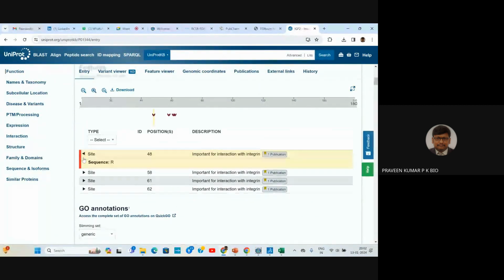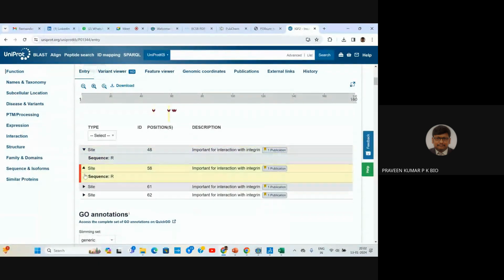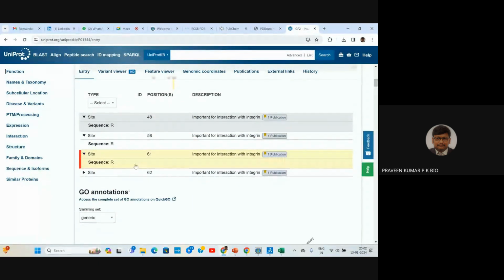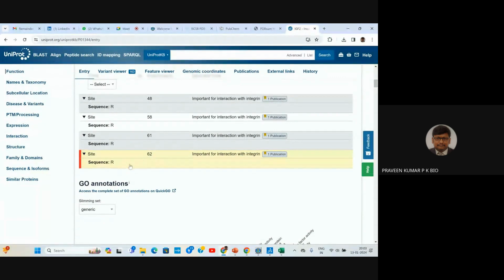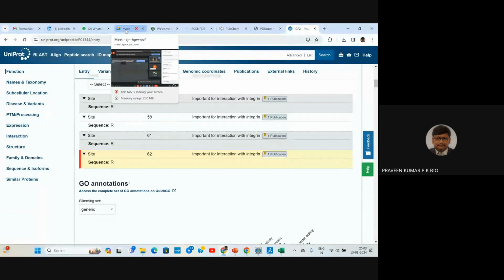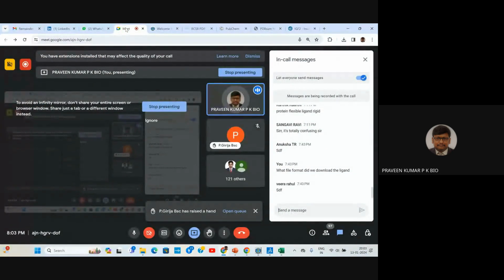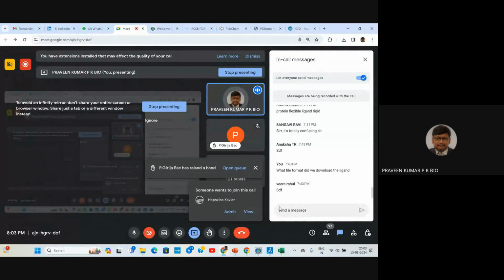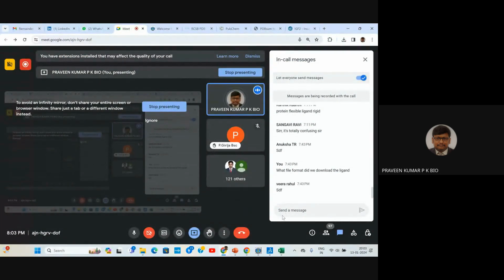See here, this is the binding site: arginine 48, arginine 58, arginine 61. All arginine residues are shown as binding sites. Got it? So if you dock and get hydrogen bond interactions with any of these atoms, you can tell your drug is binding well with IGF2. So it can be used for treatment. So indinavir can be used, but we don't know how much efficacy it has against the HIV protease. So that's the conclusion.